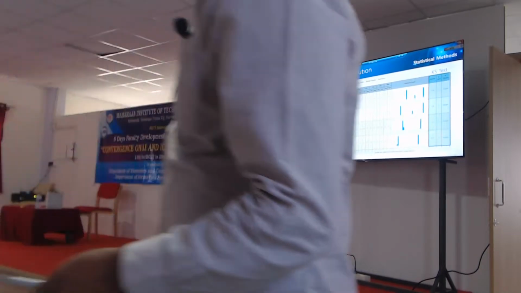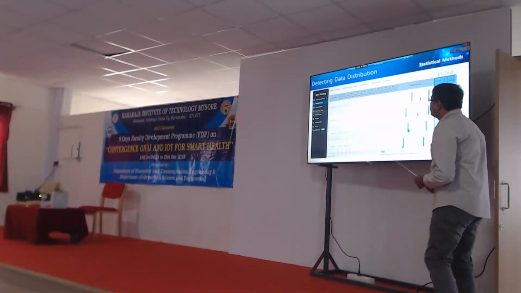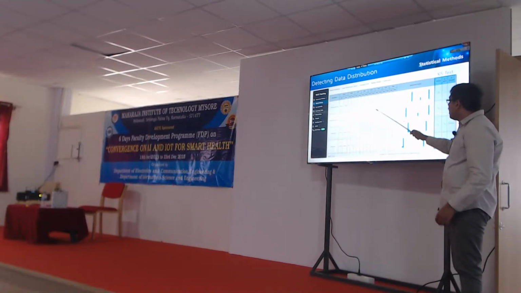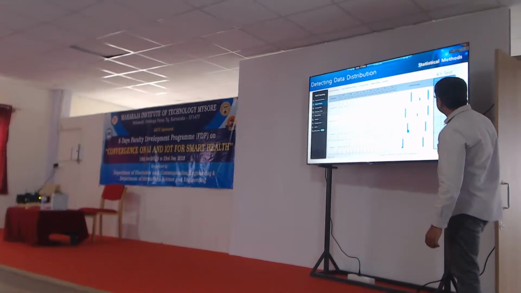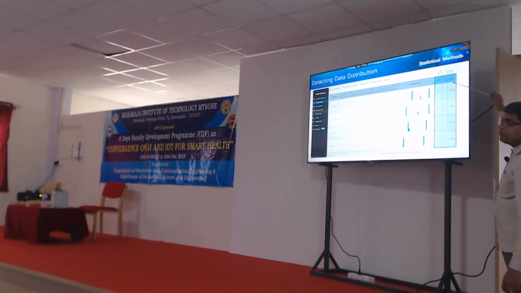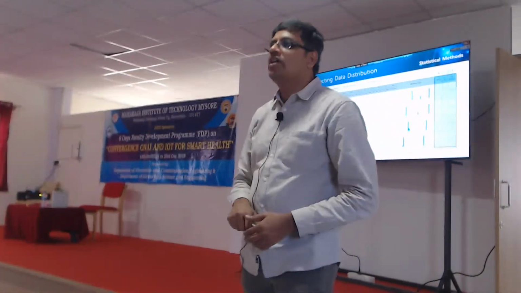So this is an application where it will take the previous data and the current data, and it will say whether there was a change in the distribution or not. Here you can see that it has changed earlier. So if it is changed, it indicates that there was a change in the distribution.